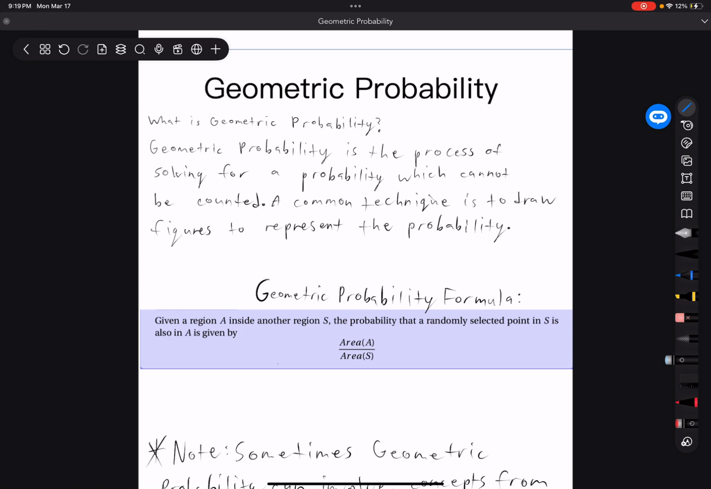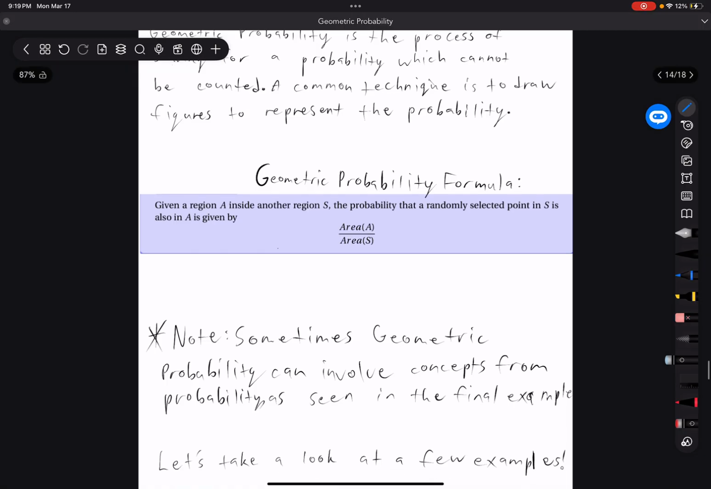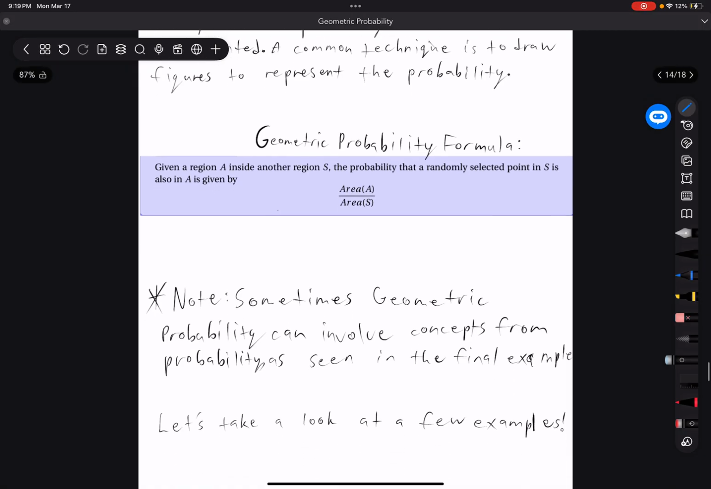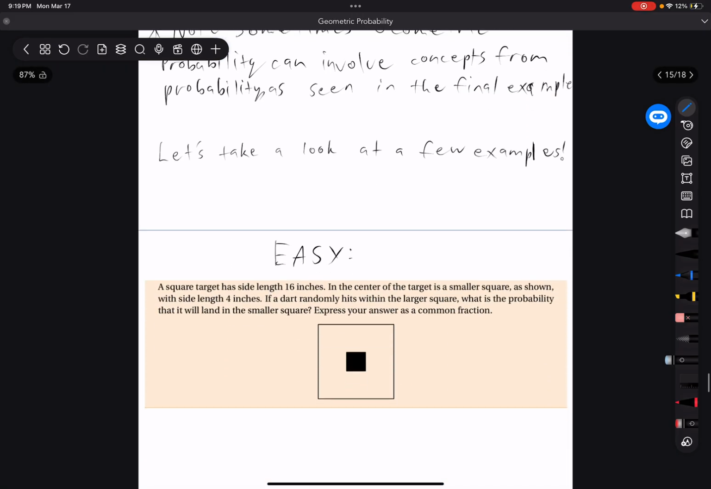So the formula for geometric probability is that given a region A inside another region S, the probability that a randomly selected point in S is also in A is given by the area of A divided by the area of S. Now, just before we dive into our examples, I'm just going to leave a note that sometimes geometric probability can involve concepts from just regular probability, as seen in the final example. So, now let's take a look at some examples.